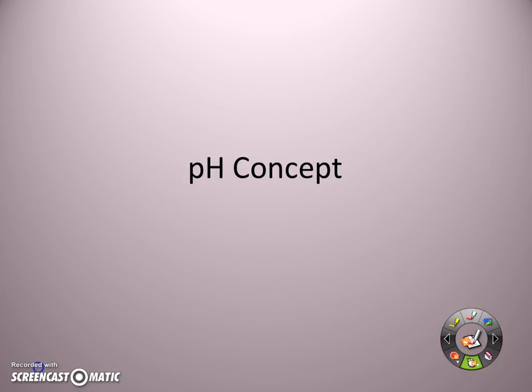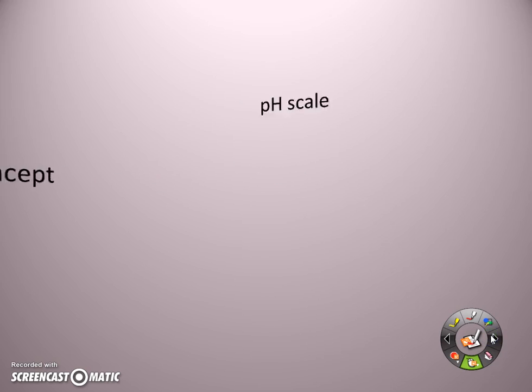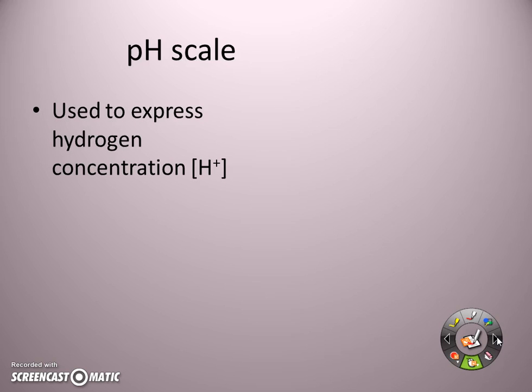We have talked about acids and bases, so now we're going to talk about the pH concept. The pH scale is going to be used to express the hydrogen ion concentration. So when you see these square brackets, that means the concentration. So it's the concentration of whatever is in those square brackets. So how much of this thing do you have?